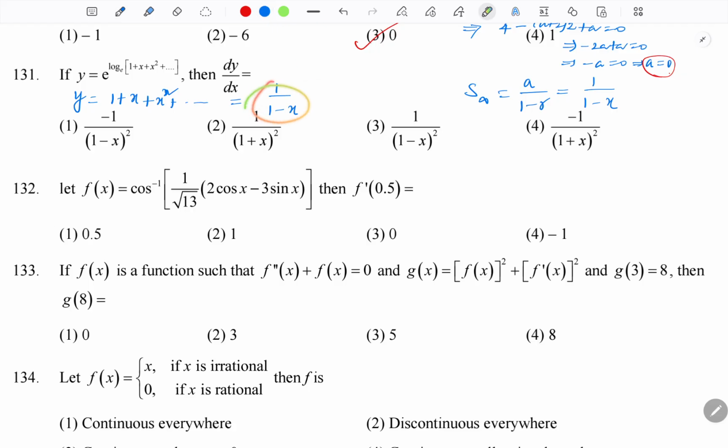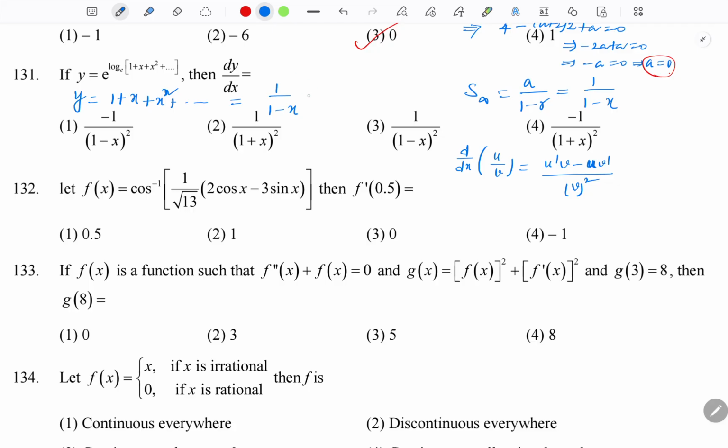What is the u by v form? It's very easy. I will write this one: dy/dx of u by v equals u dash v minus u v dash, by v square, v whole square. It is a very basic formula. Now apply the formula and then write down.